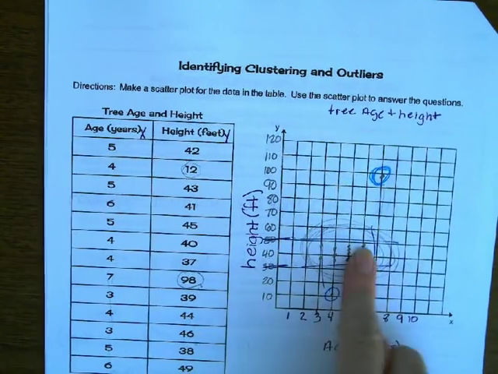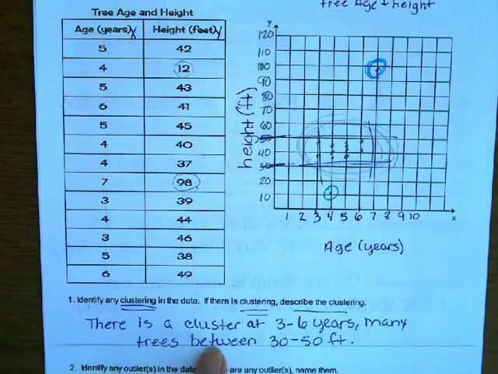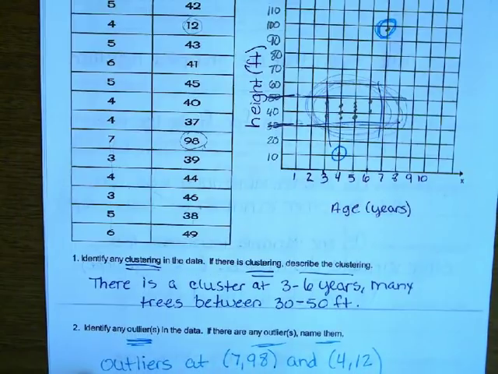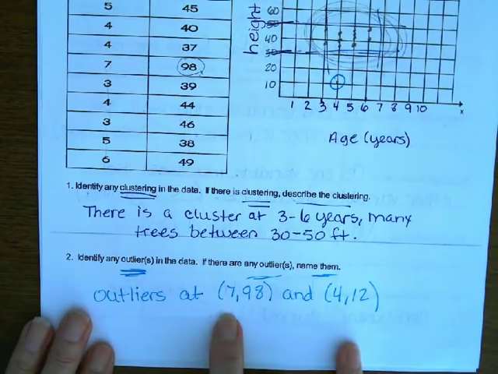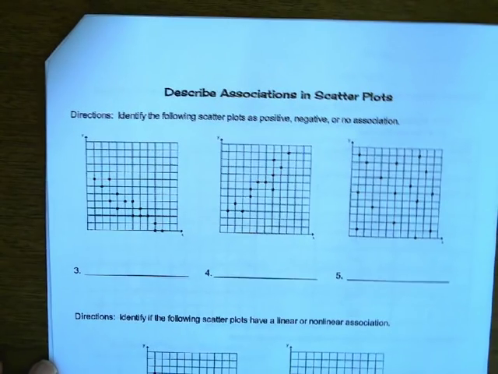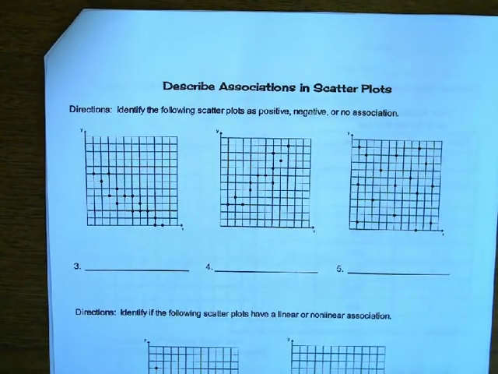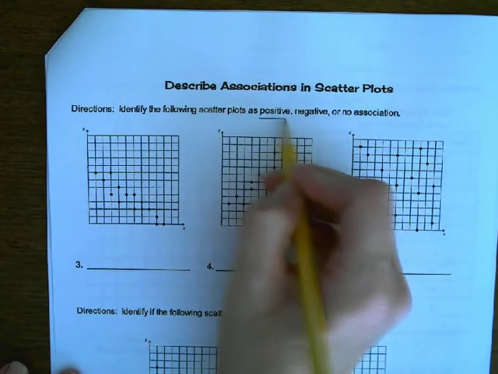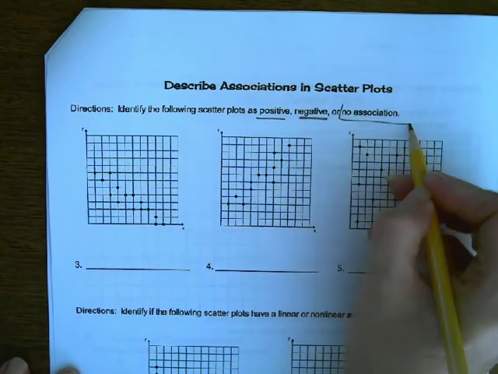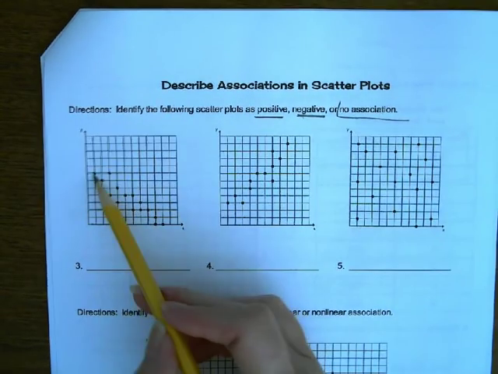So you've gotten a chance to see what a cluster looks like and how to describe it, and what an outlier is going to look like on your graph, and how to name it. It's just named by its ordered pair. Okay? Turn the page. Now we need to describe some associations in our scatter plot. So this part is going to be easy. Positive association, negative association, or no association. 3 choices.